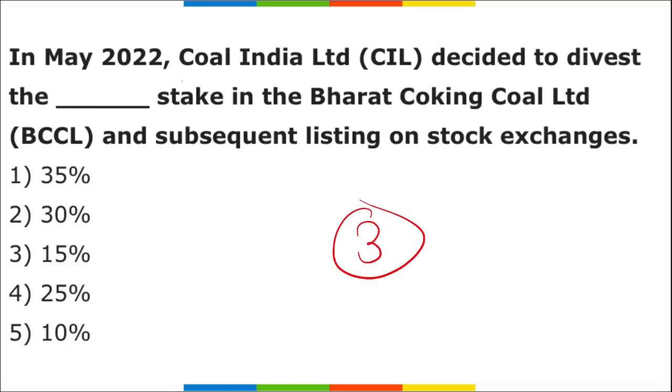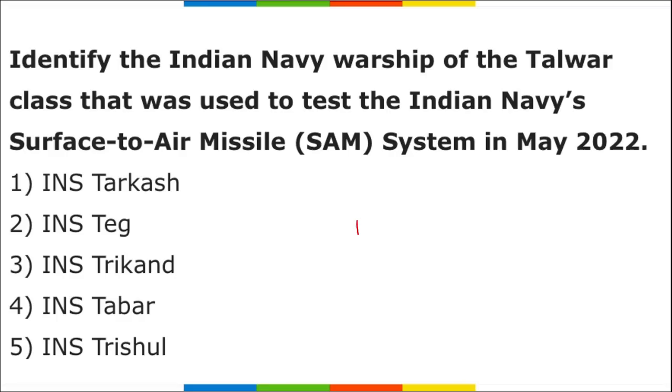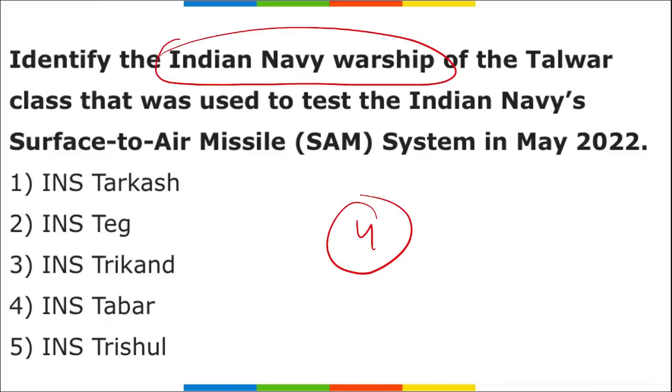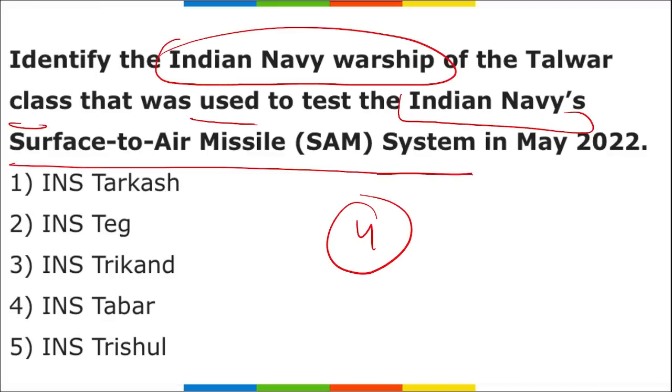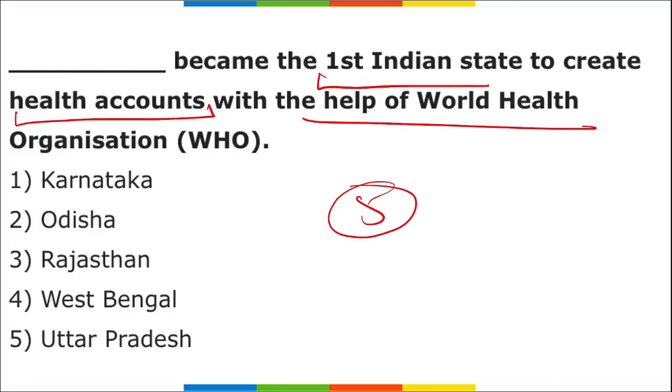Third question, the Coal India Limited decided to disinvest dash stake in the Bharat Coking Coal Limited and subsequent listing on stock exchanges. Fourth question, identify the Indian Navy warship of the Talwar class that was used to test the Indian Navy's surface-to-air missile system in May 2022. Fifth question, dash became the first Indian state to create health accounts with the help of World Health Organization. Very important question.